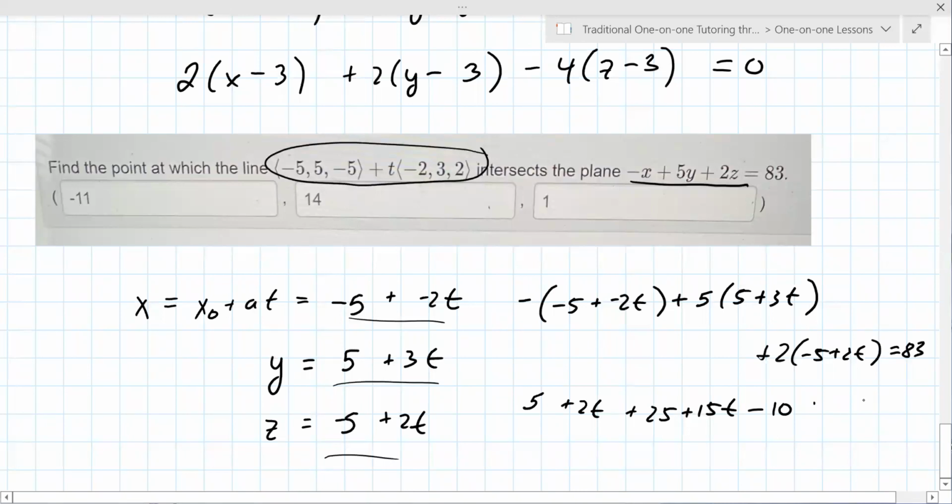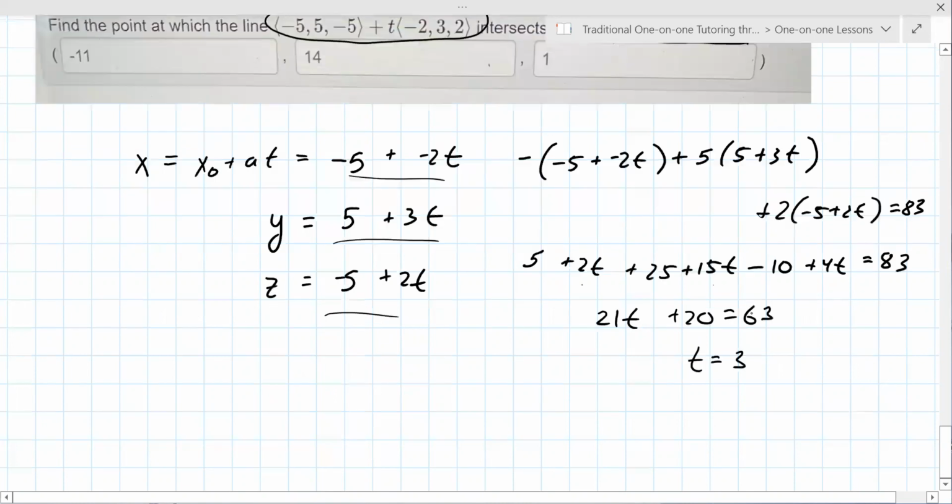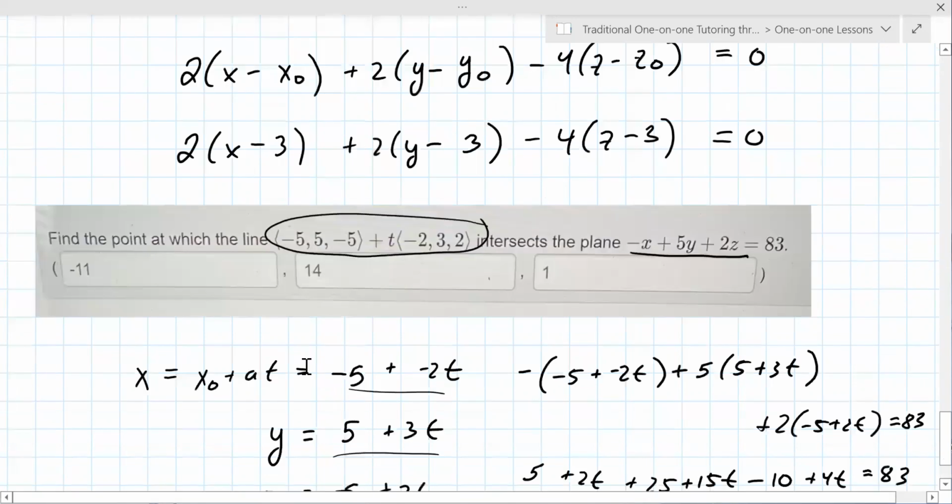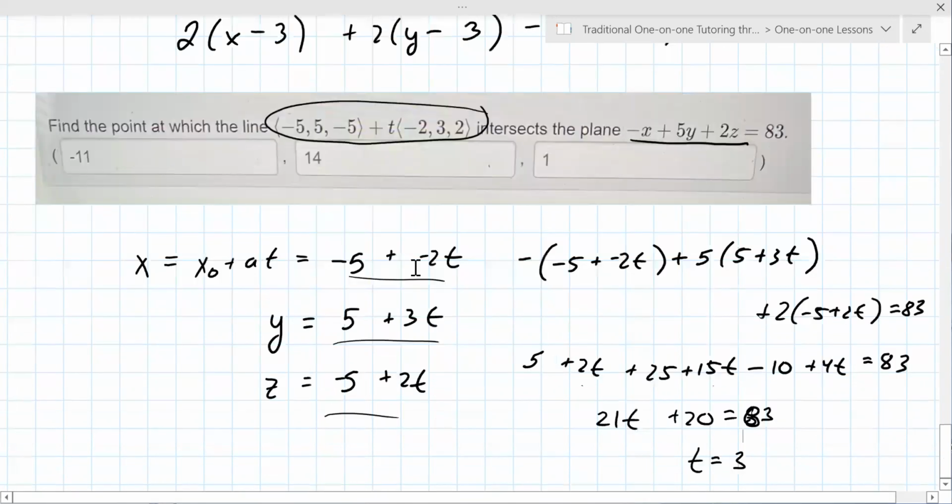plus 4t equals 83. We pray this works out to 15, that's 21t, 15, 5, 20 plus 20. Yes, this is plus 20 equals 63. And you solve and t equals 3. Sorry, 83. And then you plug that back in, into this right here.